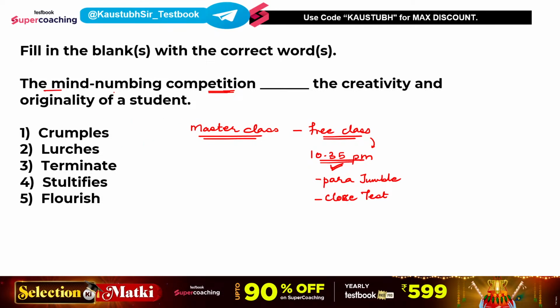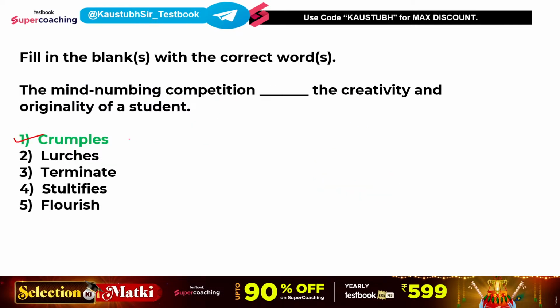एनीवे, द माइंड नमिंग कंपटीशन डैश द क्रिएटिविटी एंड ओरिजिनलिटी ऑफ अ स्टूडेंट. ये जो माइंड नमिंग कंपटीशन है ना, किसी भी फील्ड में जाओ, स्टूडेंट की क्रिएटिविटी को और ओरिजिनलिटी को क्या करता है? क्रम्पल कर देता है. क्रम्पल का मतलब होता है एक प्रकार से डिस्ट्रॉय करना, खत्म कर देना. इतनी कंपटीशन है कि क्रिएटिविटी और ओरिजिनलिटी सारी जाती है कचरे के डिब्बे में.